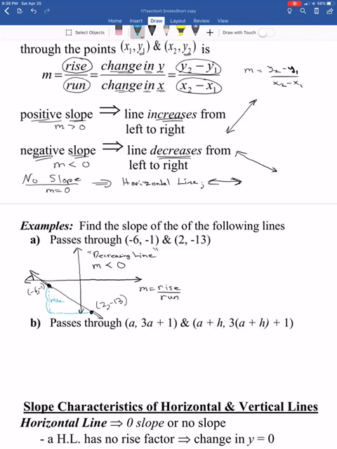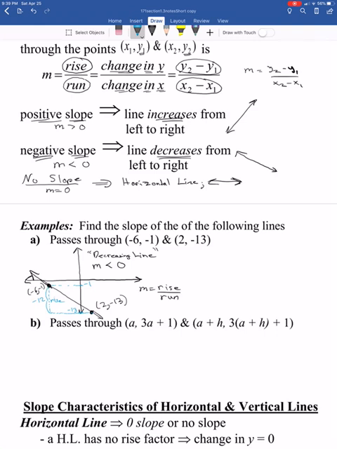All right, let's go ahead and look at that. So we can all see that looking at it. We've gone from -1 on the y-axis down here to -13. So that means we've gone down 12 units, right? That's our vertical distance. There's the rise factor, down 12.